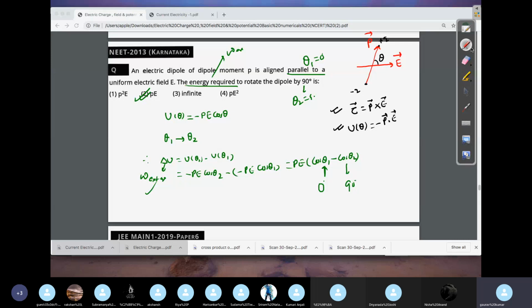A very famous question in your board papers. They ask you to rotate a dipole from stable to unstable equilibrium, either this way or that way. This way, theta 1 is 0 degree and theta 2 is 180 degree. And if you move the other way, theta 1 is 180 degree and theta 2 is 0 degree. And you can just use this expression. If you want, you can take the screenshot. यह भी काफी स्टैंडर्ड है, हमेशा आपको याद होना चाहिए. ठीक है? Fast take the screenshot for this.